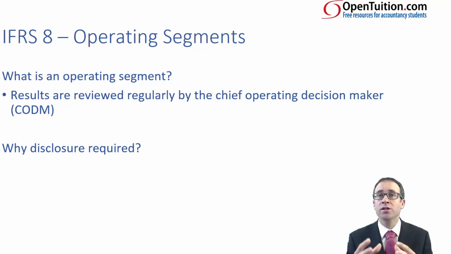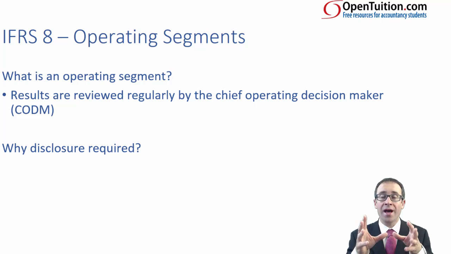Okay. So we're going to start thinking later on about grouping some of these operating segments together and whether or not it is appropriate to group those operating segments together. But for now, an operating segment has its results reviewed by the chief operating decision maker. Again, when we come to looking at the disclosure later, we need to identify who the chief operating decision maker actually is.